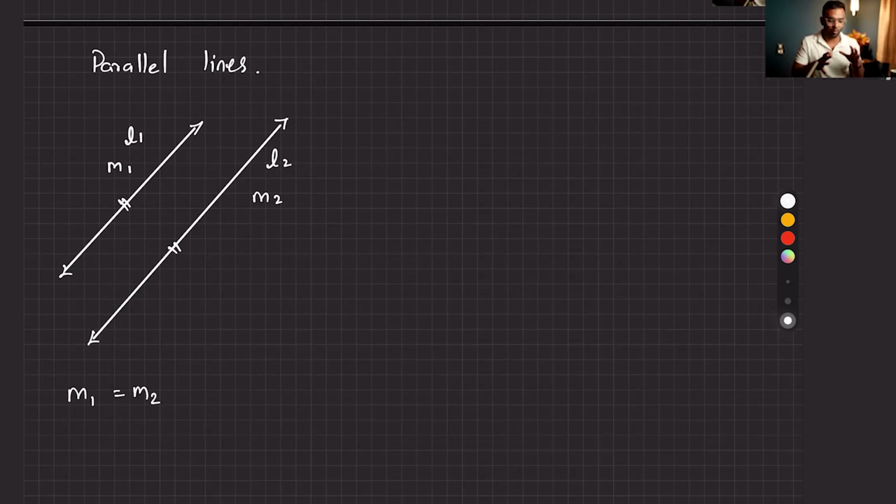It's not very important. I mean, it is an important concept, but we're not going to use that so much in this lesson. But we will use perpendicular lines.